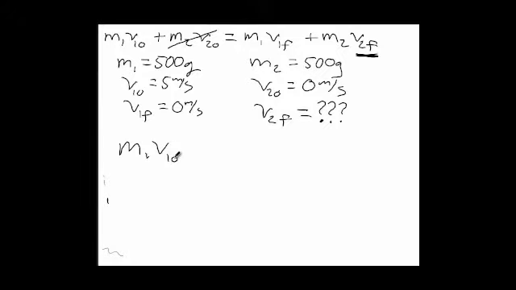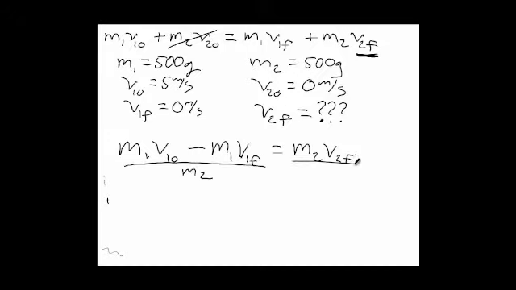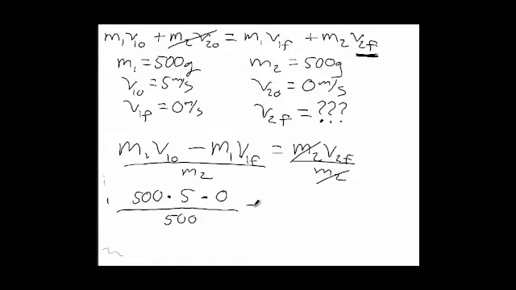First, we can cancel out one term because the original velocity of cart 2 is 0. We always want to isolate the unknown. Always do the algebra with these types of equations. You'll find it's much easier if you solve the algebra first before you plug the numbers in. So we've isolated V2 final. Now we plug in the numbers, 500 grams for the mass, 5 meters per second, and lo and behold, we get 5 meters per second for our final velocity.